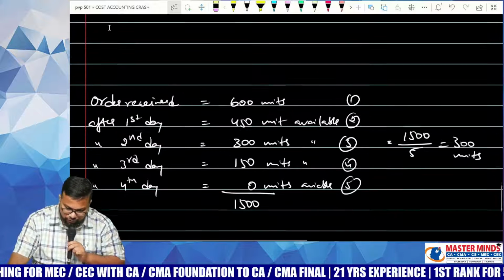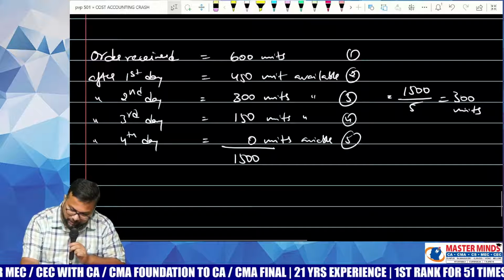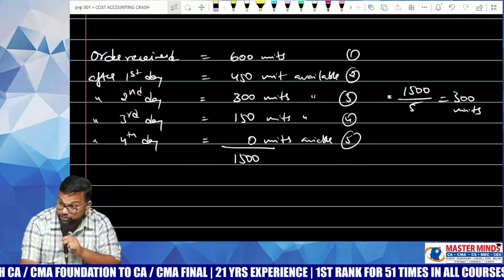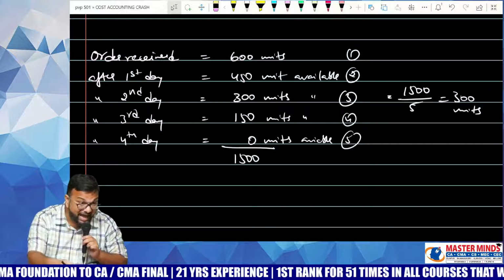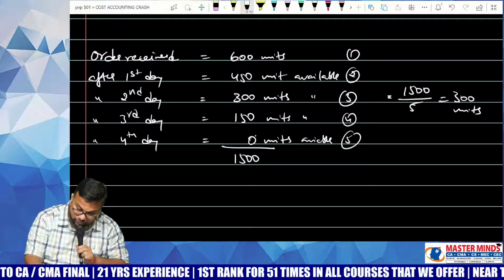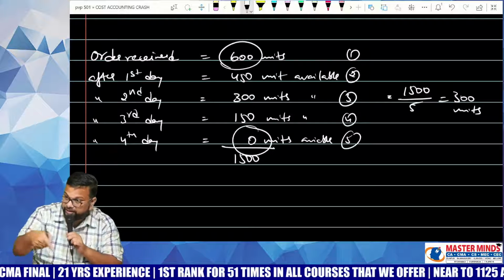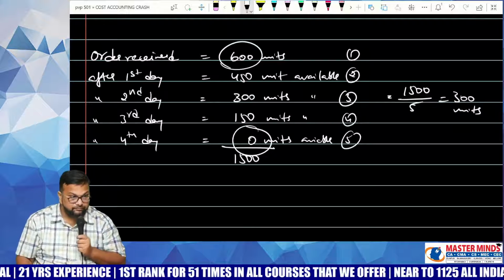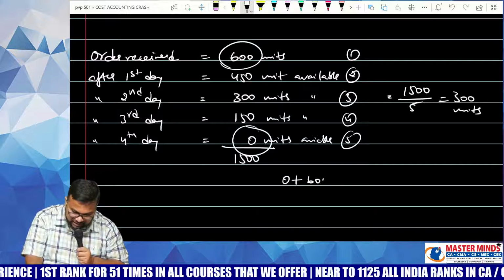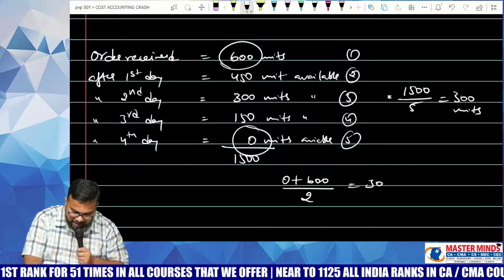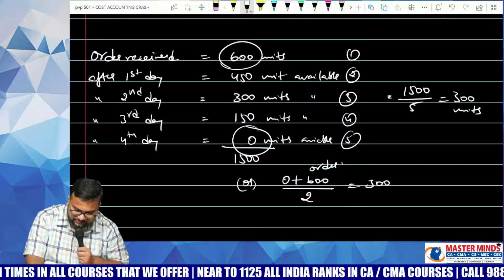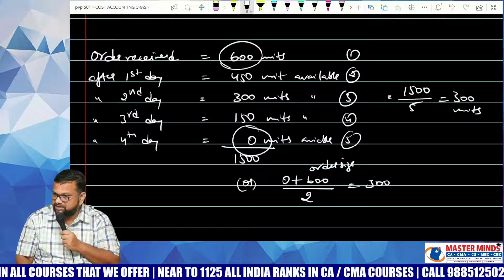So what we need to do is apply carrying cost per unit to these 300 units, because there is average consumption per day. You can get the same value in another way also: lowest plus highest divided by 2. 0 plus 600 divided by 2, nothing but 300, right? This 600 is nothing but the order size.